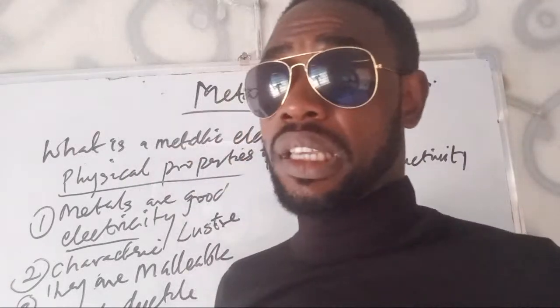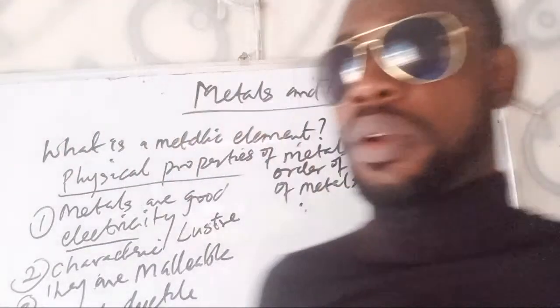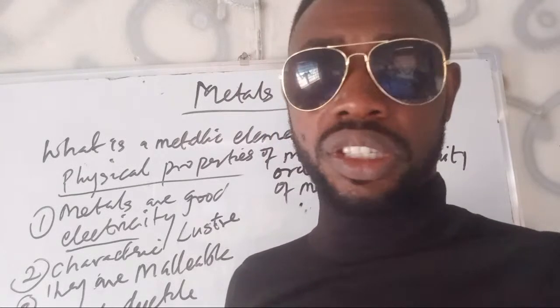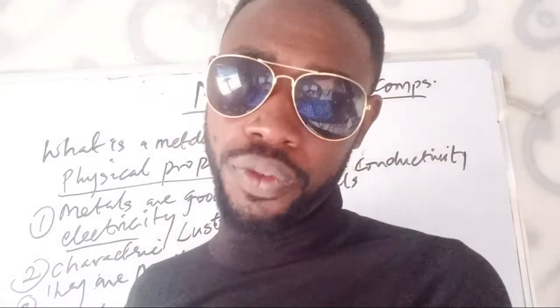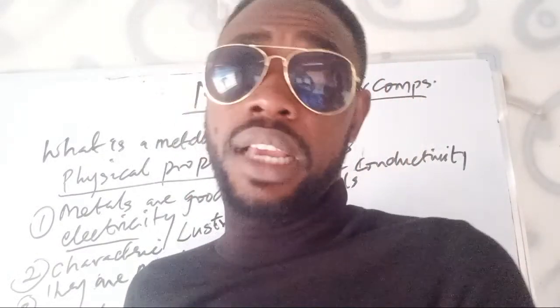Yes, the density of mercury is about 13 point something gram per cm cube, but due to its low melting point, it is liquid at room temperature. Imagine, very low for metals, but it is still highly dense, just like metals.